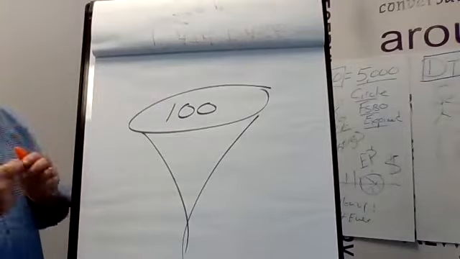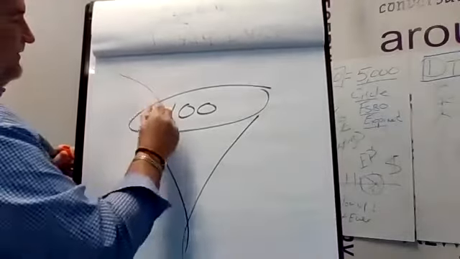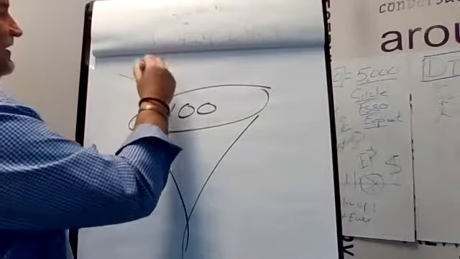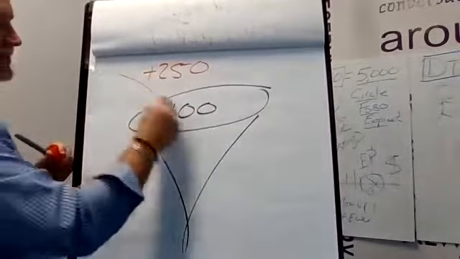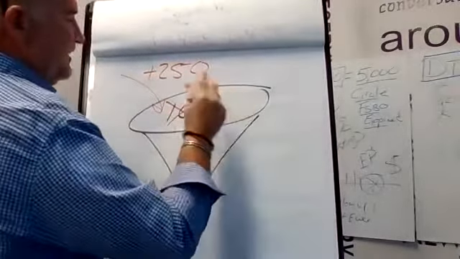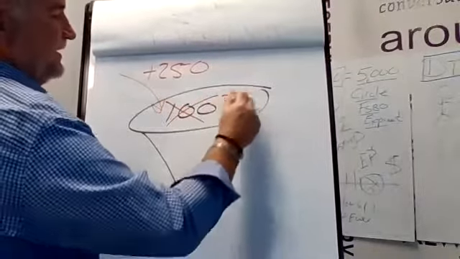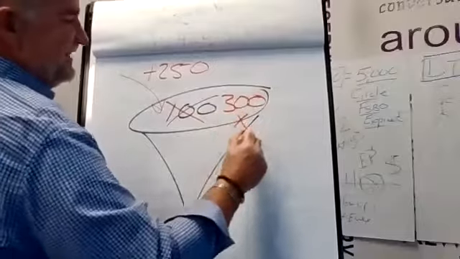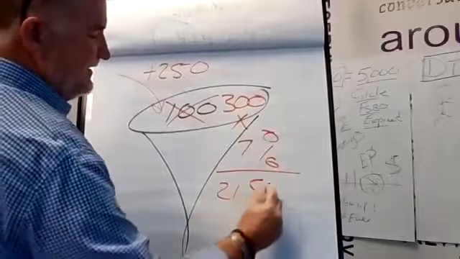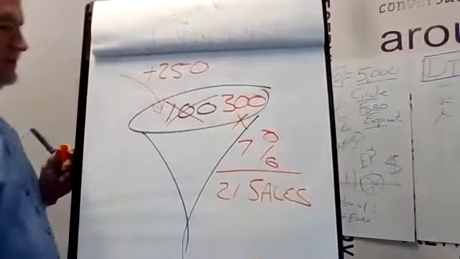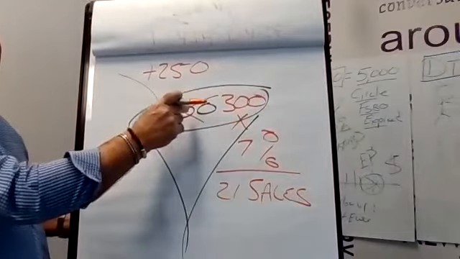Now, your job is to feed your database every day. If you have a standard of 1 a day, that's plus 250. So a year from now, it's not 100, it's 350. Let's make it 300 because the math is easy. And 300 times 7% is 21 sales, focusing on the top of the funnel. Now, do you understand the difference?